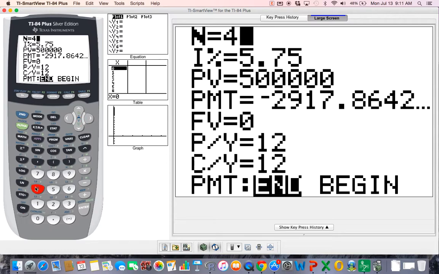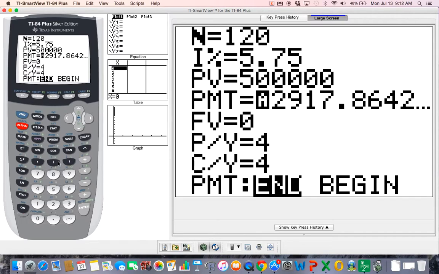Now, next thing I want to do is change this into quarters. So N is going to be 4 times the 30. And I've got to come down here and change my P/Y and C/Y to 4 instead of 12. So I'll go up here and get my payment. We're going to expect a payment somewhere around $8,700 every quarter, multiplying that by 3. So the quarterly payment is $8,769.25.